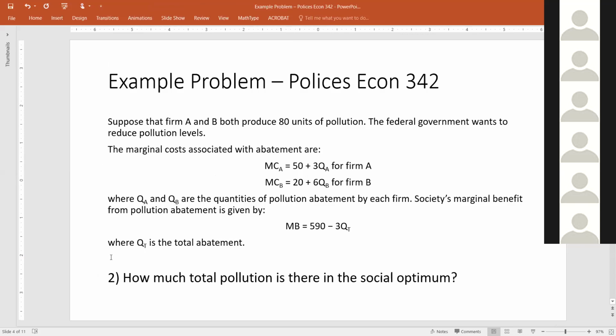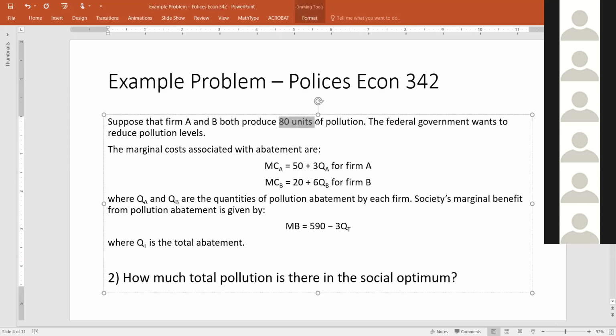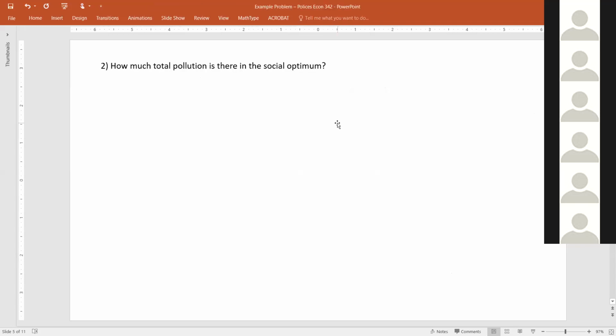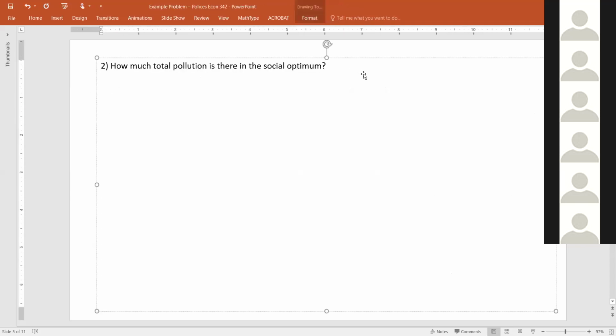So here we have all the given information again. We already solved for the optimal level of abatement. Now we want to know how much total pollution there is. The key thing to this question is this bit of information right here: both firms, in absence of any policy, are producing 80 units of pollution. So how much total pollution is there? Well, there's 160 units of pollution in absence of any policy.